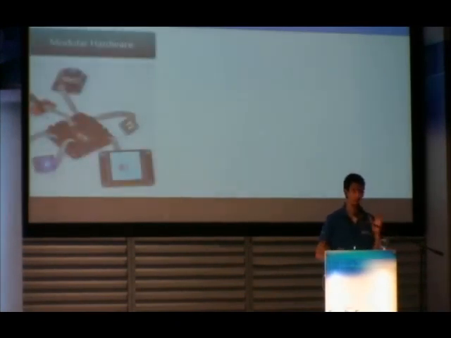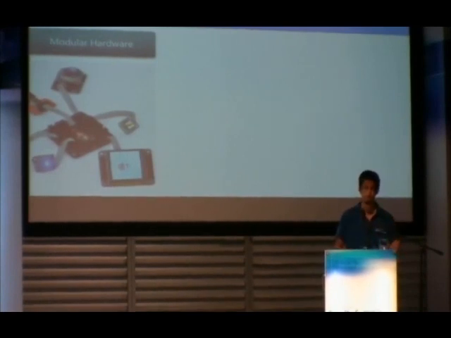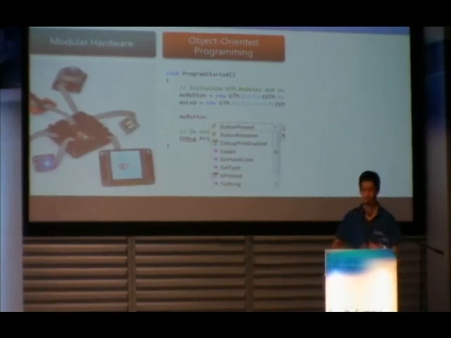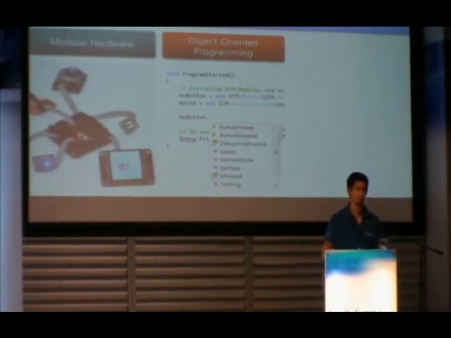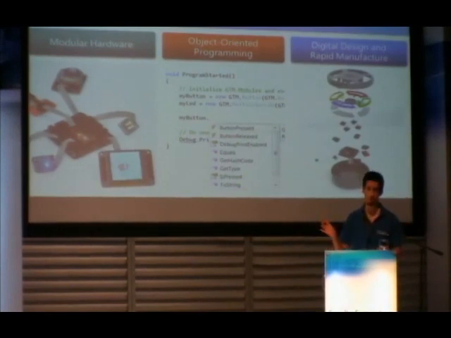There are three pillars that we thought are involved in making devices and that our toolkit addresses. One of them has to do with hardware, and so one of the pillars is modular hardware. The other one is object-oriented programming, making it easier and very productive to program these devices that you want to build. And the final one has to do with the design of the actual objects. And so the third pillar we called digital design and manufacturing.